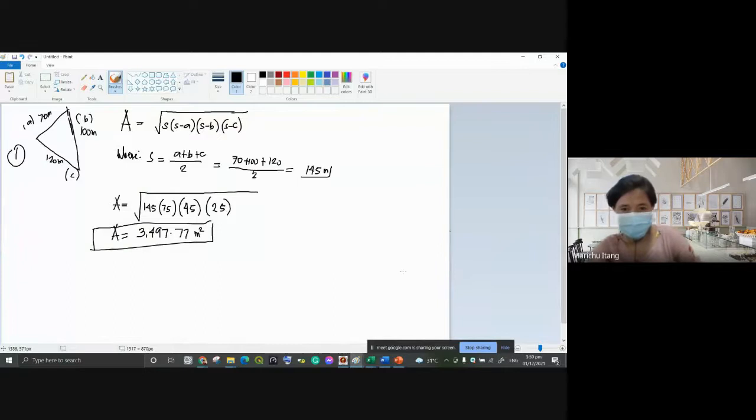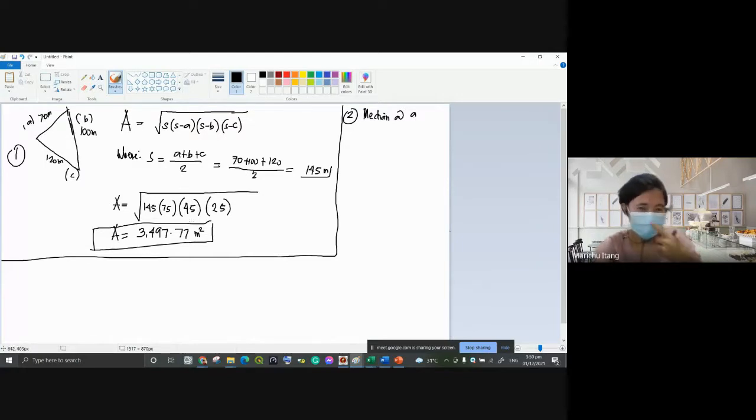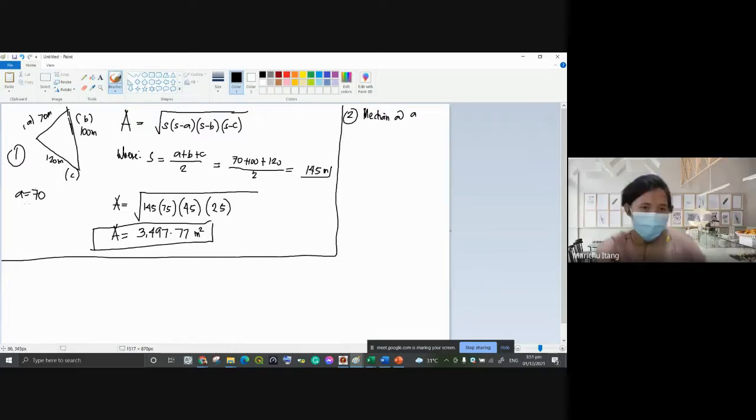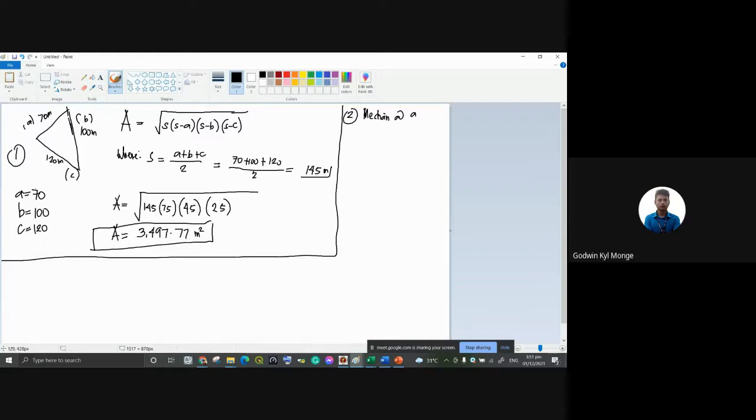How about number two? Monghe, you're there. Number two, we are going to solve the median at A. So A is 70, B is 100, and C is 120.